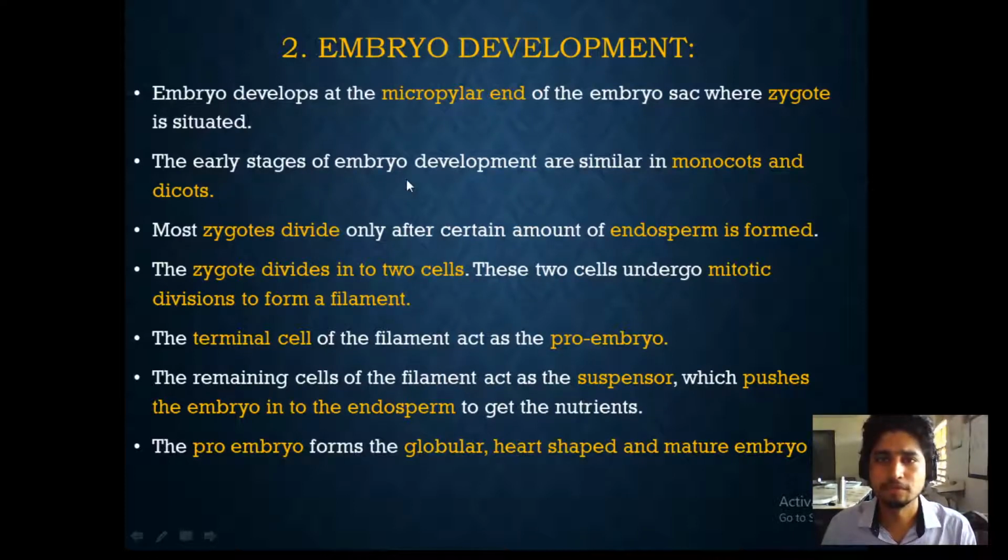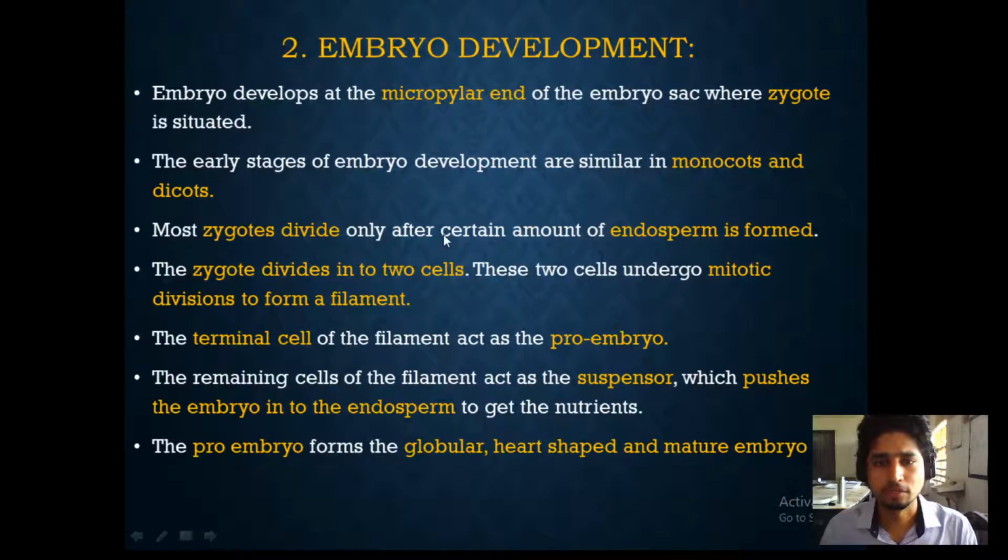So the early stage of this embryo development is same in case of monocot and dicot, because if you see the flowering plants, these are the angiosperms, and this angiosperm classification is into monocots and dicots. Monocot has one cotyledon, dicot has two cotyledons, and these cotyledons are the basis of this classification. We are going to understand them now.